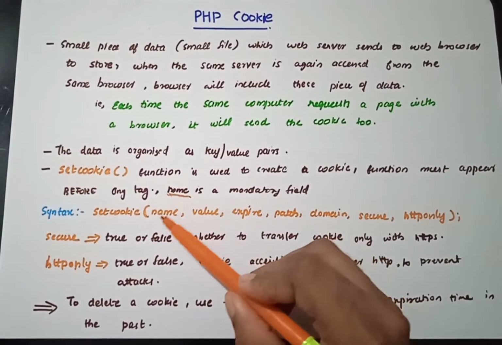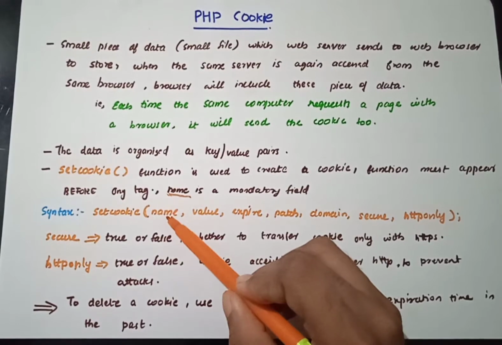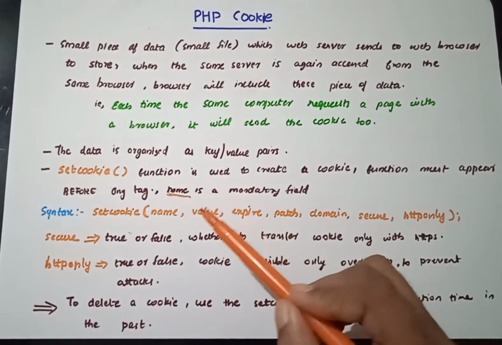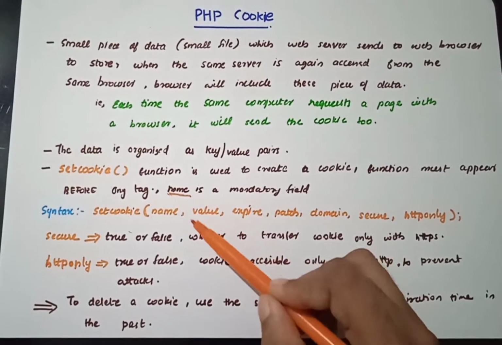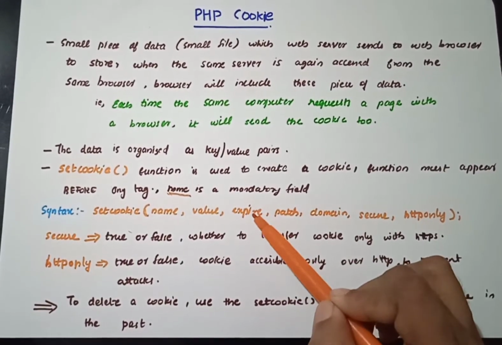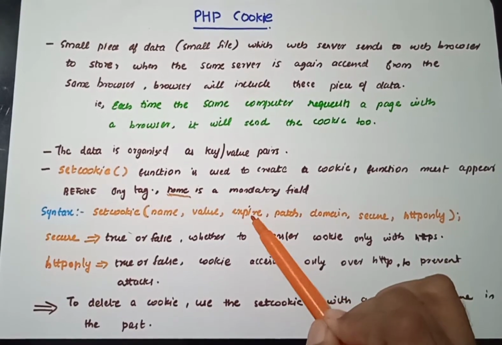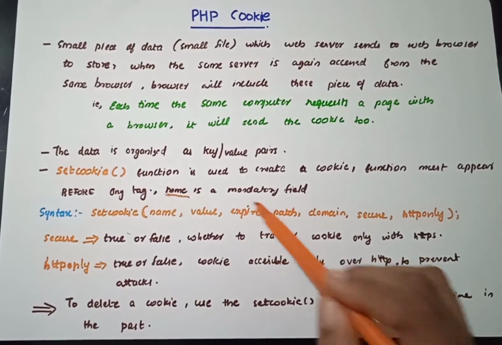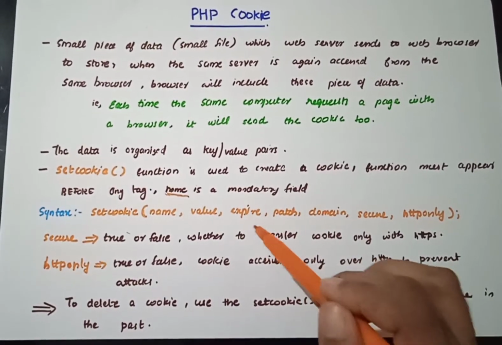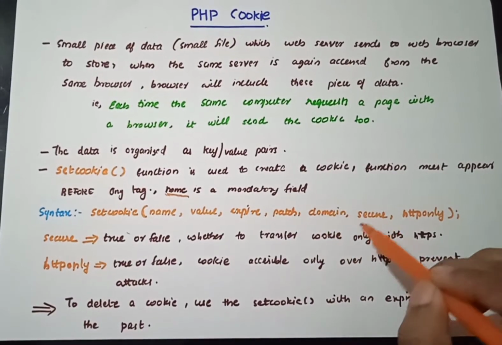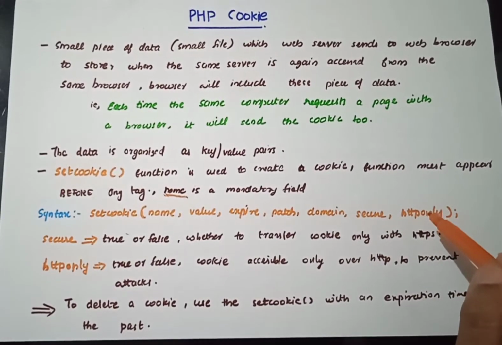The first one is name. As we already said, name is the only mandatory field in the setcookie function, and it can also have values. Expire means for how much time the cookie works, and that is the expiration date. There you have to enter the time actually. Then path, domain, secure, HTTP only.